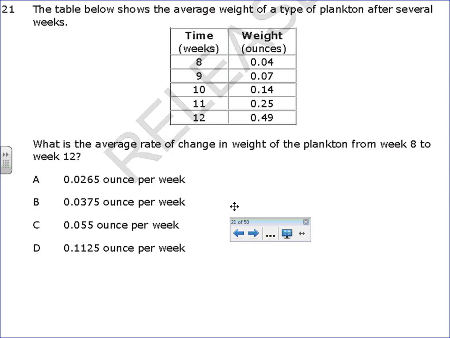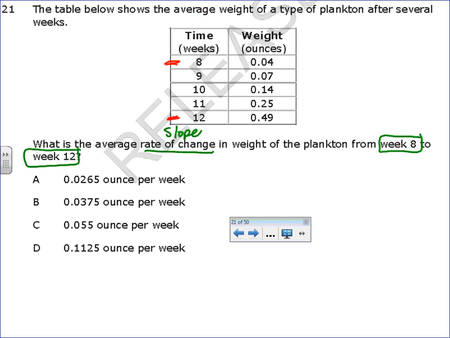The first problem we're going to go over is problem 21, and it says, the table below shows the average weight of a type of plankton after several weeks. What is the average rate of change in weight of the plankton from weeks 8 to week 12? And remember, when I was in class, I said when they give you those two time limits, you need to pay attention, okay? Rate of change is really similar to saying what? Slope. How much is it going to change? What's the rate of it changing from week 8 to week 12?